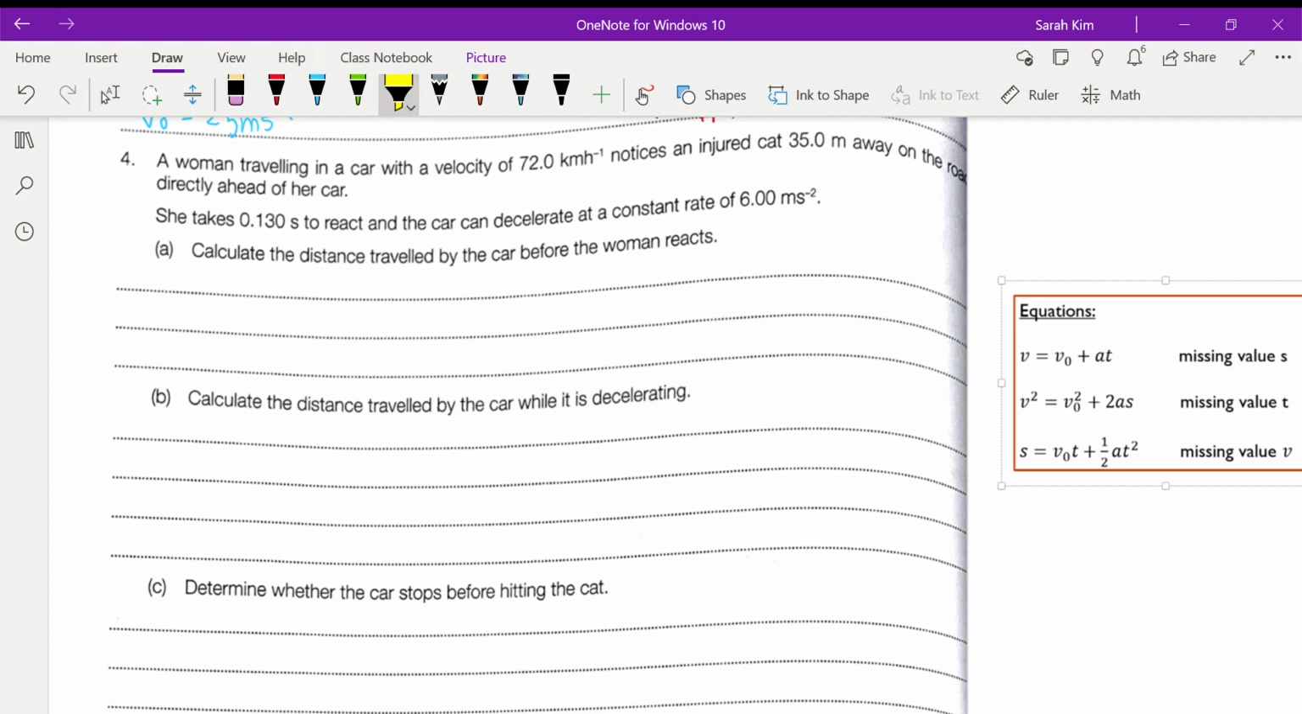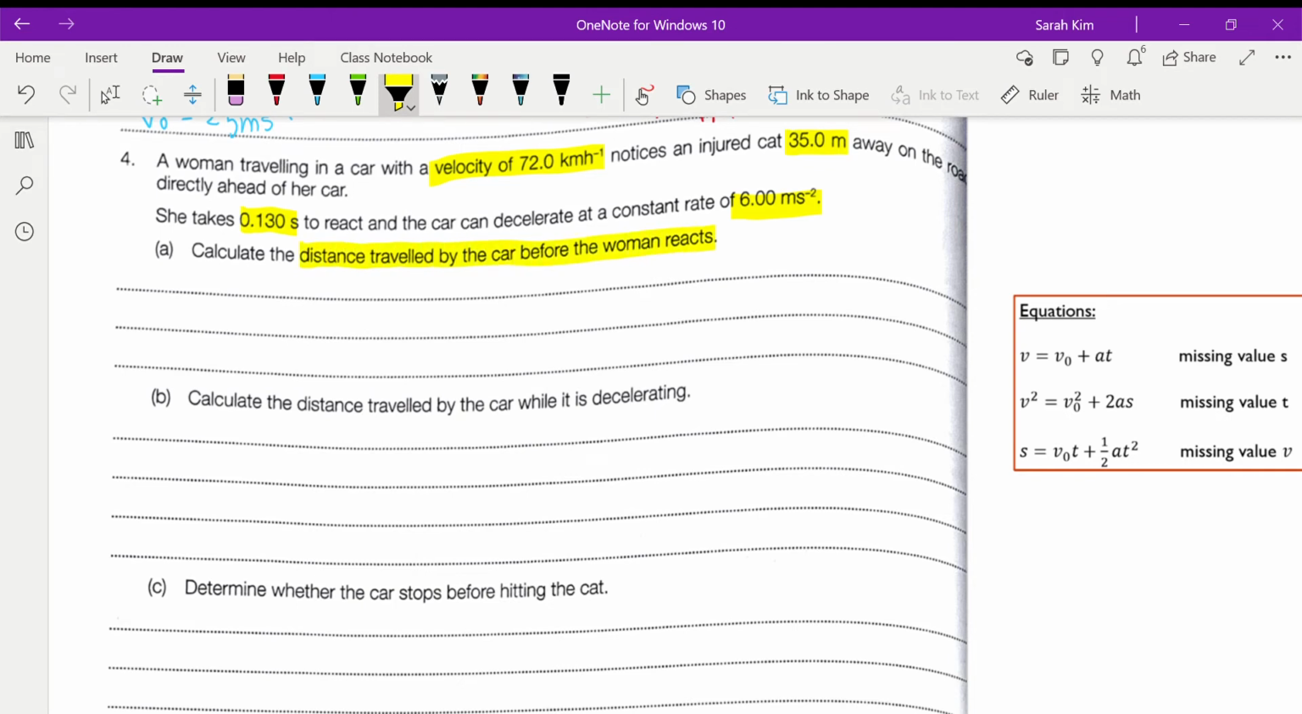Alright, for this question, a woman travelling in a car with a velocity of 72 kilometers per hour notices an injured cat 35 meters away on the road directly ahead of her. She takes this much seconds to react, and the car can decelerate at a constant rate of 6 meters per second squared. We have to calculate, first of all, the distance travelled by the car before the woman reacts.